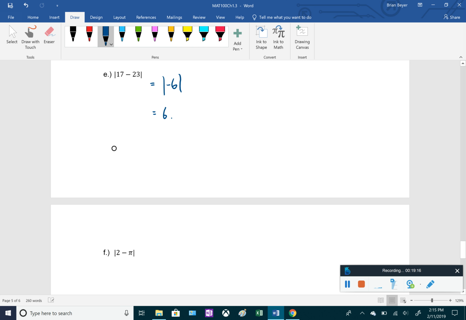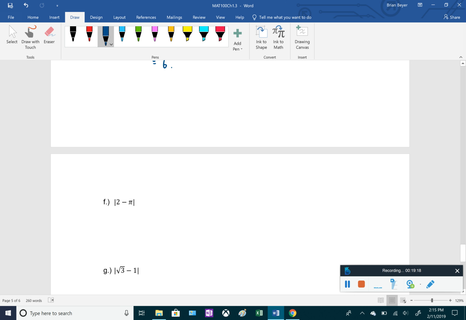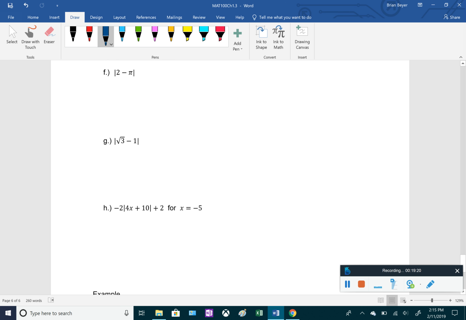Okay, and then for the next one, it's going to get a little bit more confusing here. We have the absolute value of 2 minus pi. So we don't want to approximate for pi. If we're doing that, then we're rounding. We don't want to round. We want an actual answer.